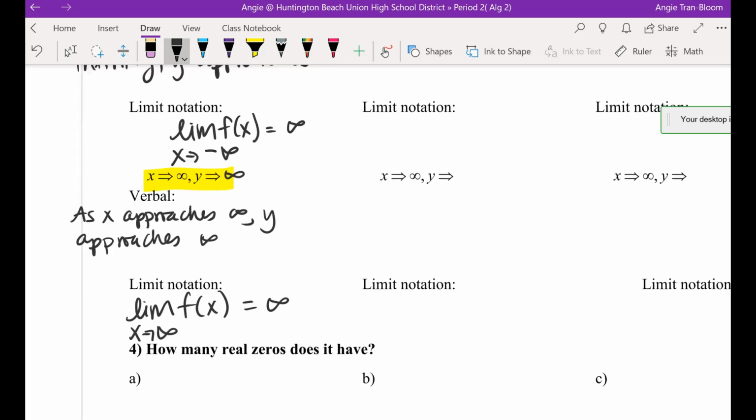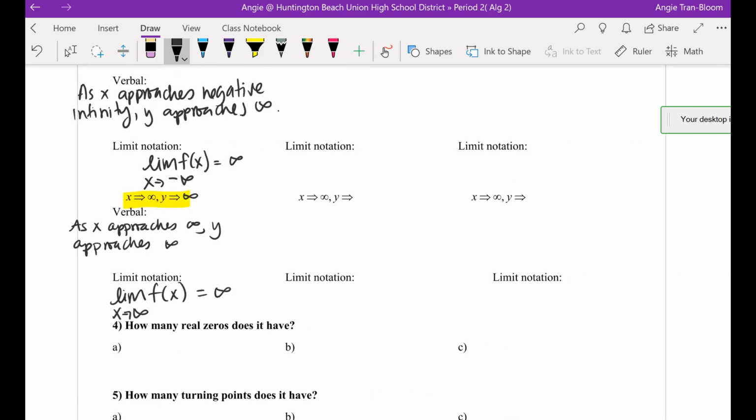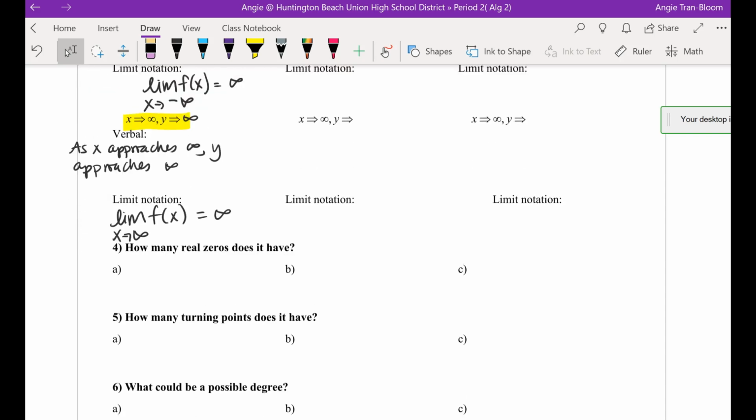Next question. How many real zeros does it have? This question is the same as what? We've answered this many times already on the first 6 graphs. Real zero is the same as the x-intercept. Now look at the graph. How many x-intercepts do you have? 3. So how many real zeros is that? 3. If you have 3 x-intercepts, you will have 3 real zeros.